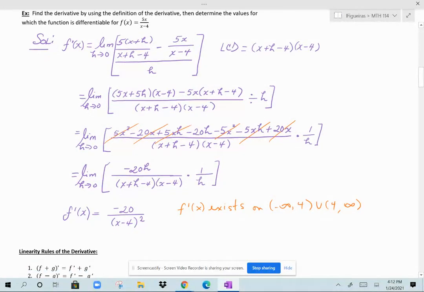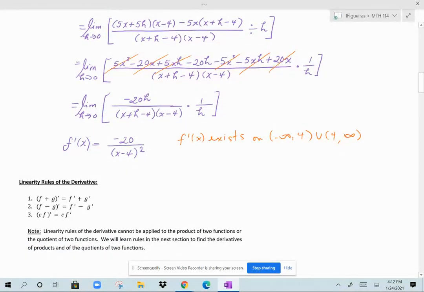All right, so there are some linearity rules of the derivative. The first one states that if you're adding two functions and taking the derivative of it, the derivative of f plus g is the same as taking the derivative of f and adding that to the derivative of g. So you can do them separately. Same is true for subtraction. The derivative of f minus g is equal to the derivative of f minus the derivative of g. And when you have a constant c, c times f, the derivative of that is the same as taking the derivative of f and then multiplying it by c.